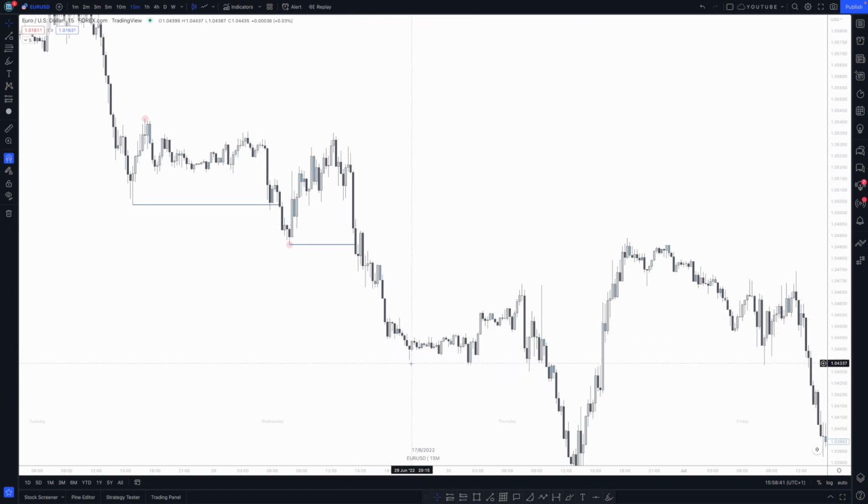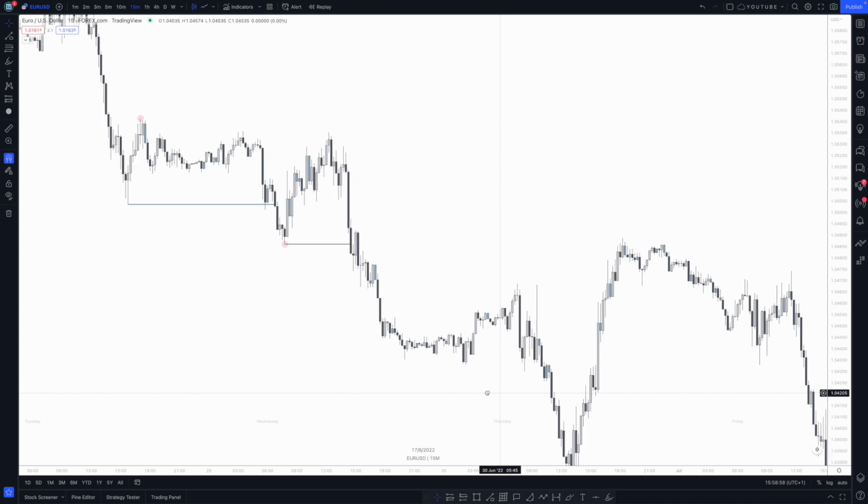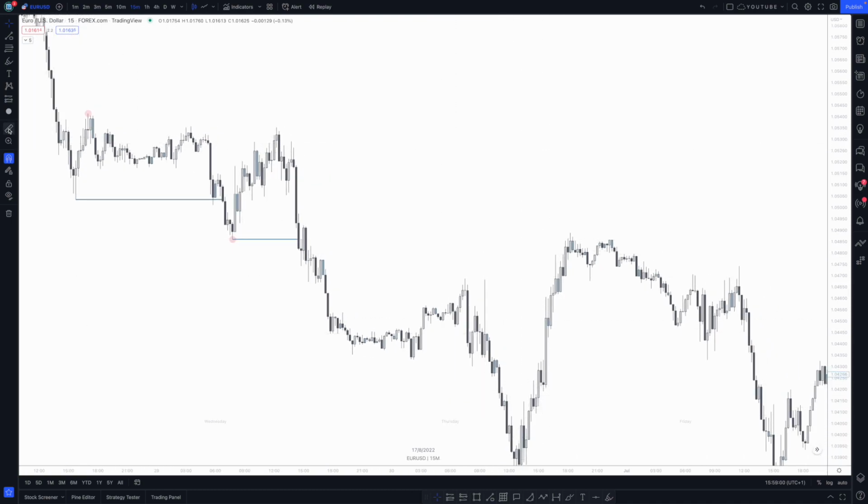As you can see, we don't get a true break of structure until over here. If we measure this, let's see if this is a true pullback. Measure it from the lowest to the highest point. So for me still, this is not a swing pullback. So where does the swing pullback start? The swing pullback starts from this point right here. So this is our low up to the high, which is 35.7 pips.